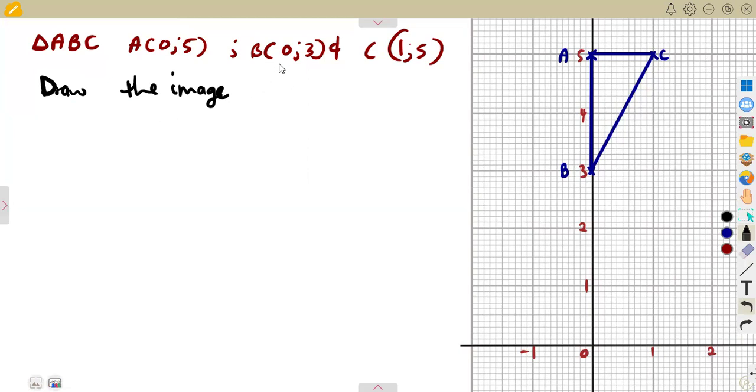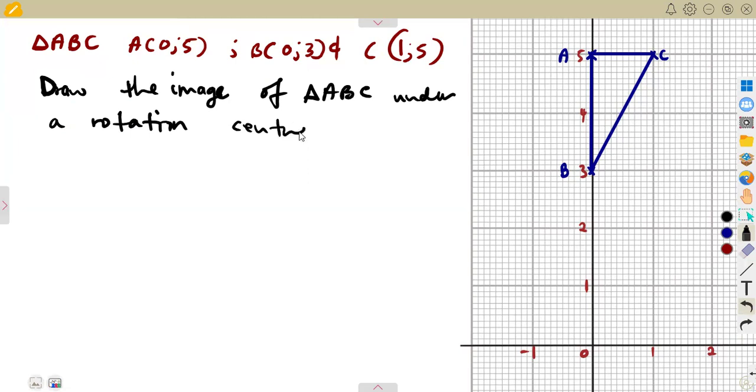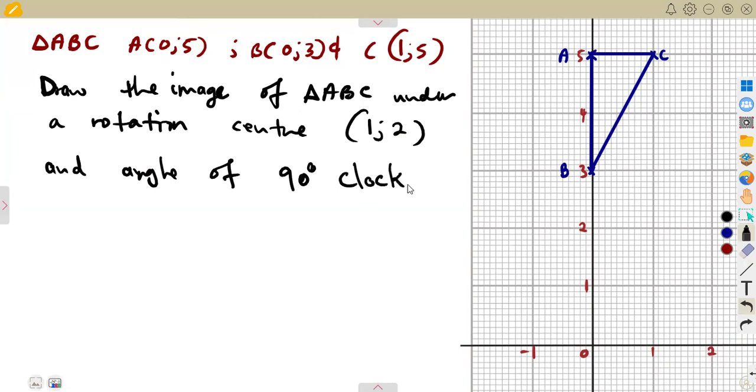Draw the image of triangle ABC under a rotation. Center (1, 2), and angle of rotation 90 degrees clockwise. Remember, I said 90 degrees clockwise is the same as 270 degrees anti-clockwise. The same question could have been given like this: 90 degrees clockwise or 270 degrees anti-clockwise.